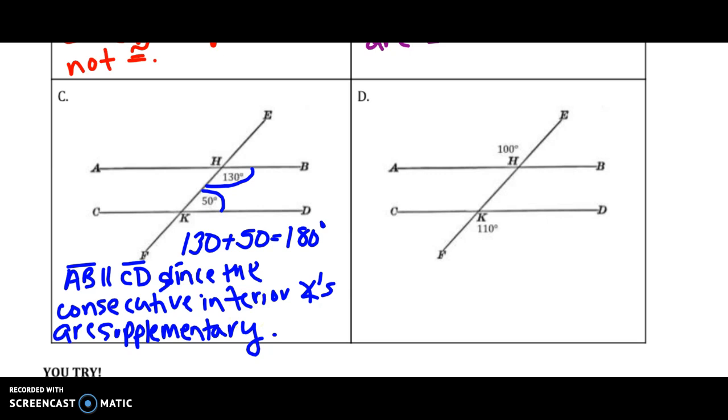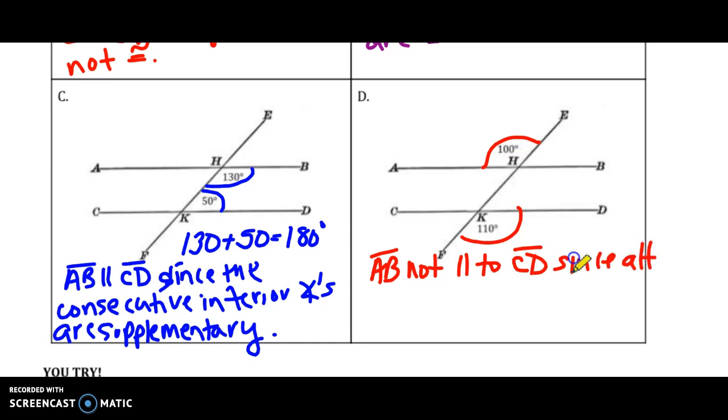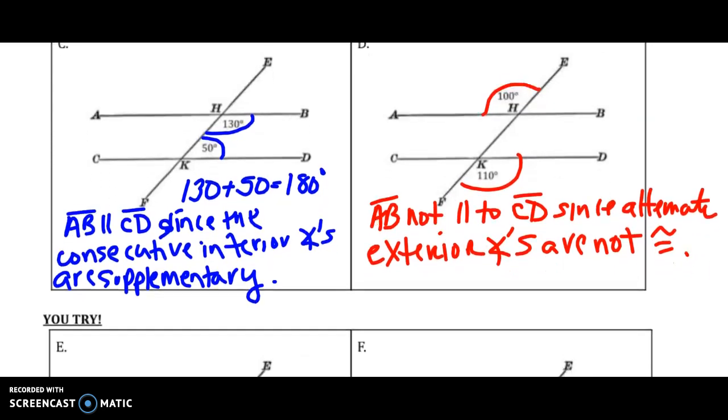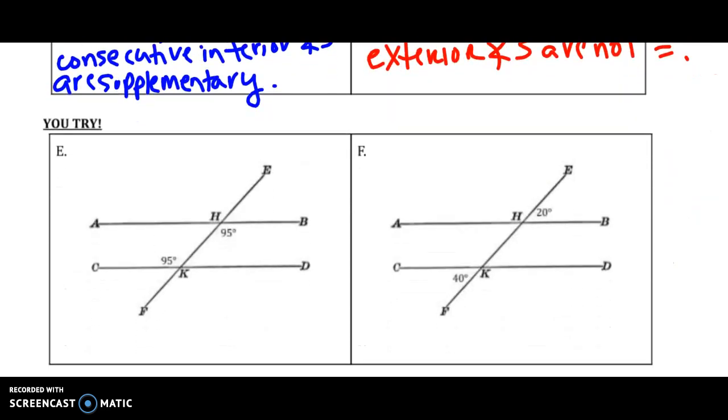All right, let's look at example D. So we have this angle here and this angle here. These are outside of the two lines that are intersected by the transversal. They are on alternate sides, so these are alternate exterior angles. So AB is not parallel to CD since alternate exterior angles are not congruent. And that's sufficient. So now I'd like you to try example E and F below.